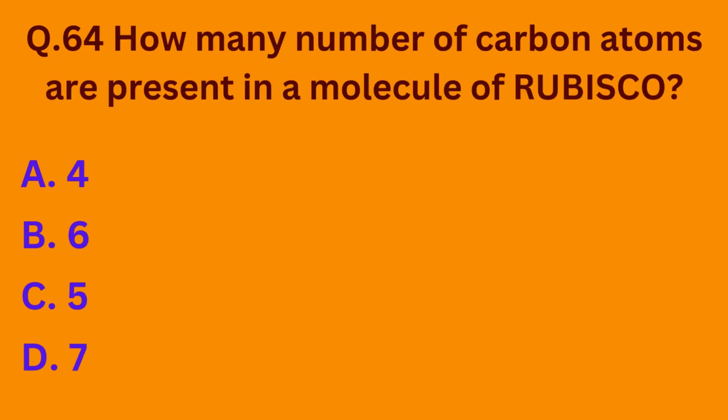Question number 64. How many carbon atoms are present in a molecule of Rubisco? Option A, 4, option B, 6, option C, 5, option D, 7. The correct option is option C. 5 carbon atoms are present in a molecule of Rubisco.